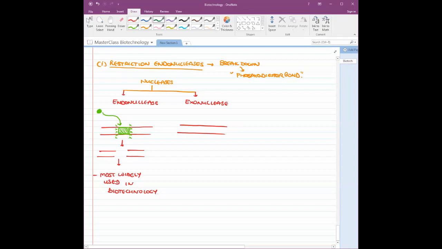On the other hand, we have exonucleases. Endo means within, so it was cutting the DNA within. But exonuclease, on the other hand, is going to come.